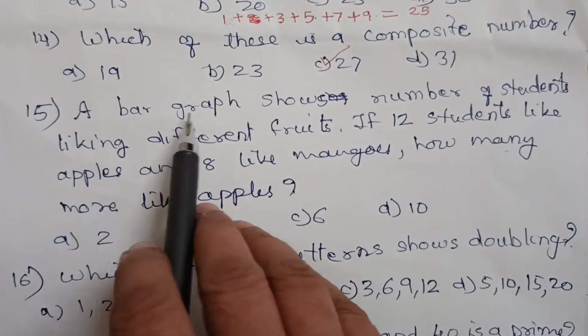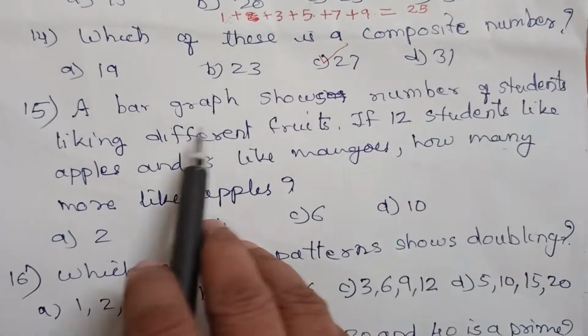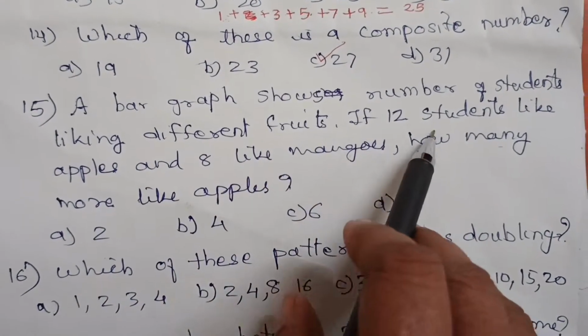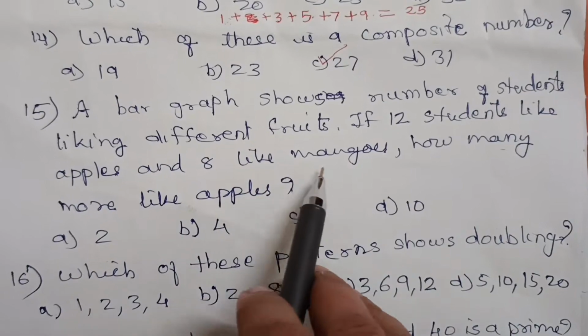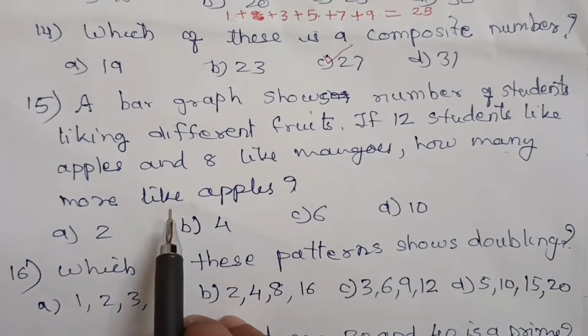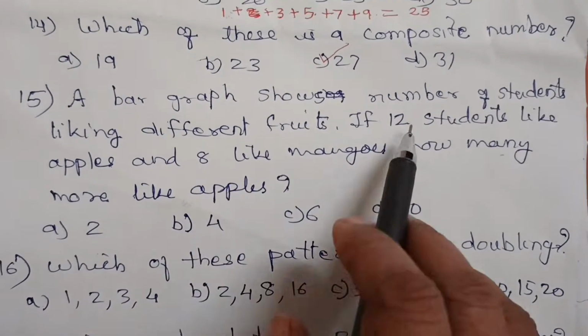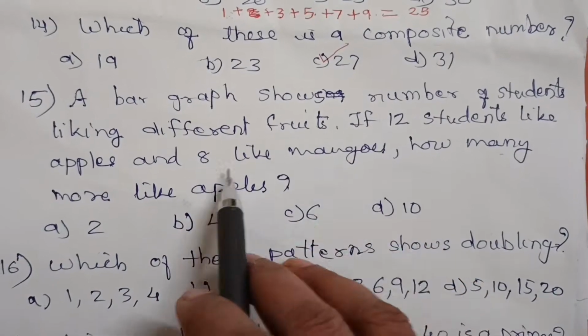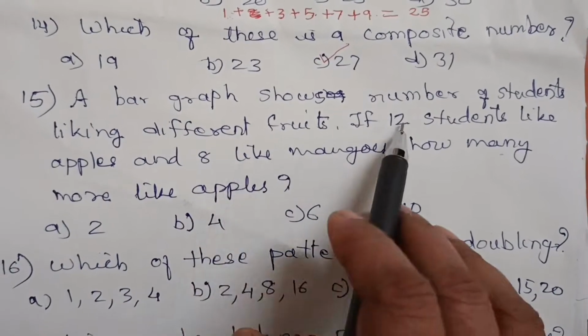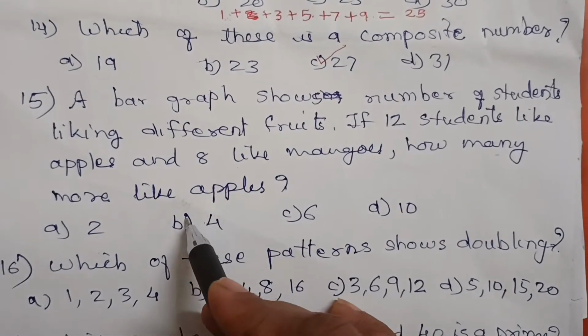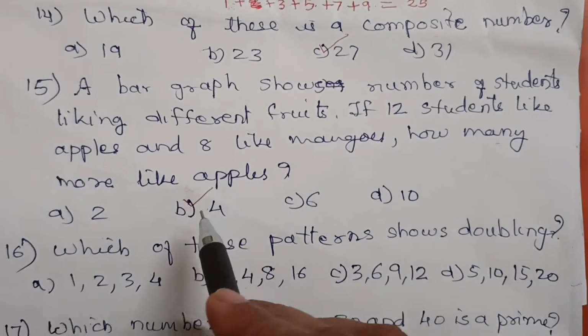Question number 15. A bar graph shows number of students liking different fruits. If 12 students like apple and 8 like mangoes, how many more likes apples? So 12 and 8. You have to find out the difference between the two. 12 minus 8 is 4. So the correct option is option B, 4.